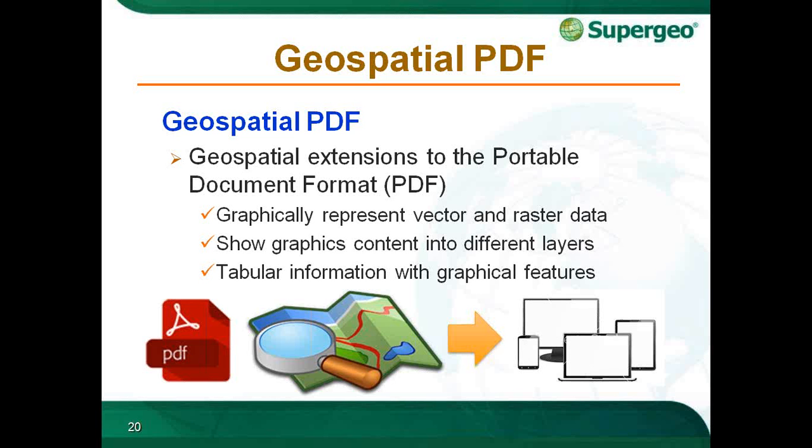There is a special kind of PDF file called the Geospatial PDF. It is actually an extension for the PDF, and it lets users represent vector or raster data within the PDF file, and it can also show the different content in layers. So it's more like a GIS software. And you can also query all the tabular information with the vector features.